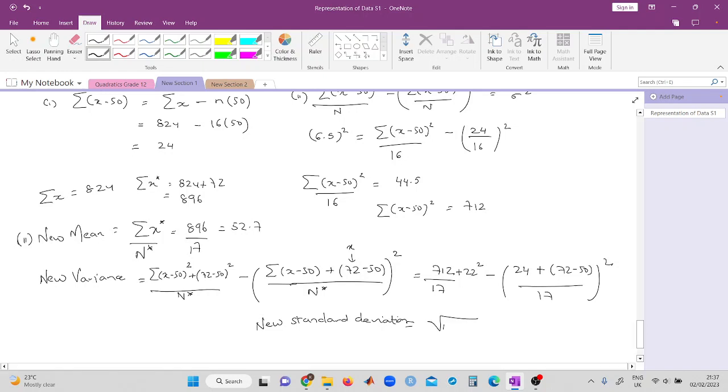is the square root of the new variance, which is equal to the square root of this, and it gives me 7.94 something. Okay, this is the new variance.